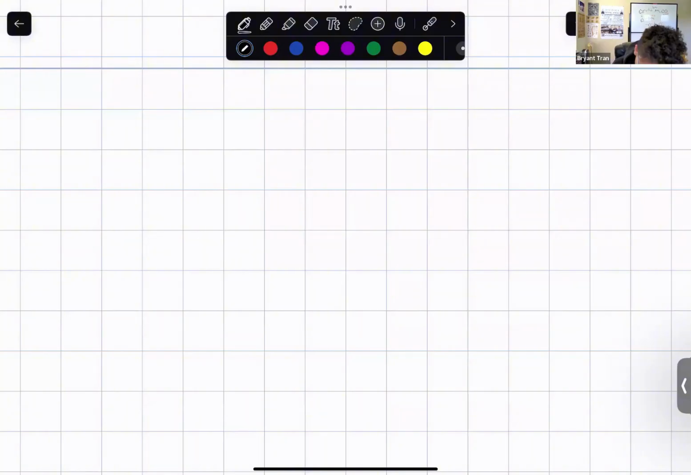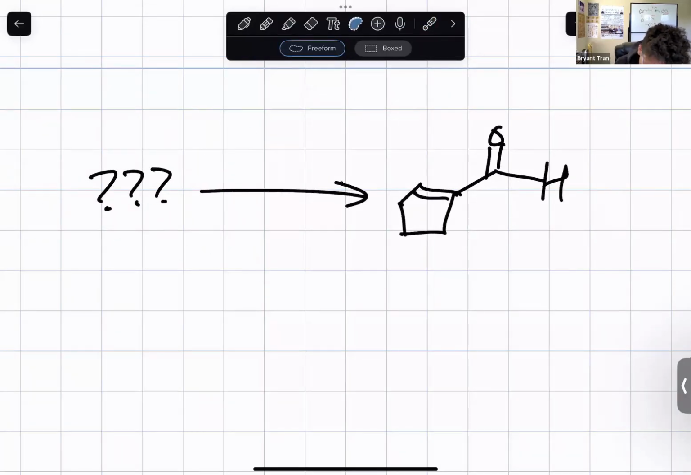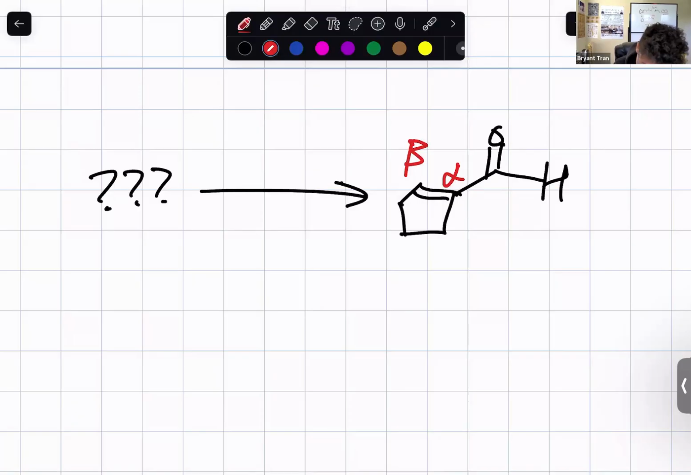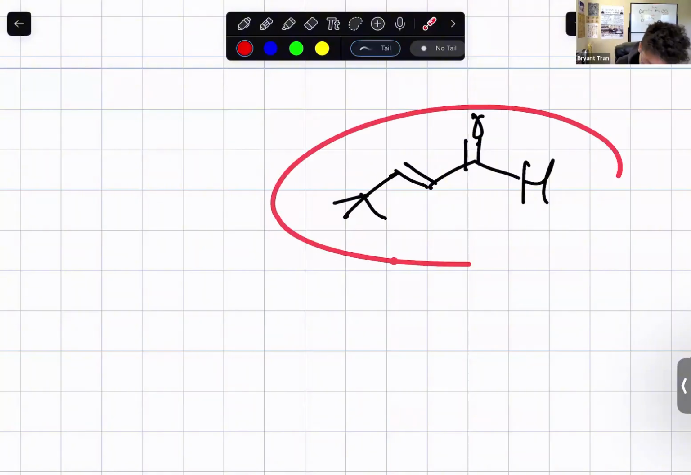So let's say you're given an alpha beta unsaturated carbonyl, and then you want to figure out what reactants created this product right here. Okay, so the first thing you do is you locate the carbonyl, which is this right here, and then you label the alpha and beta carbon. Okay, this alpha carbon here, well, this is going to get into the next thing, so I'm going to give you guys a different problem here. So it would then interfere with that. Okay, so let's say we have this alpha beta unsaturated carbonyl.